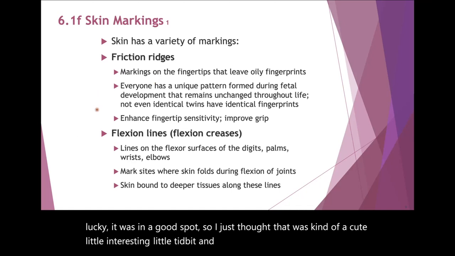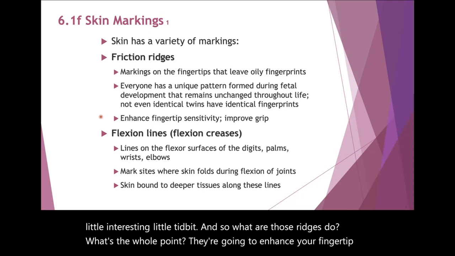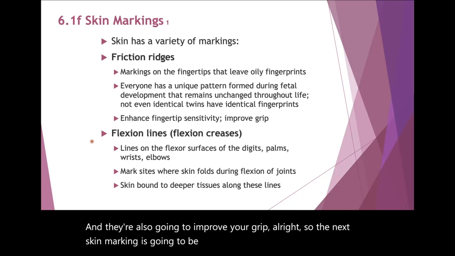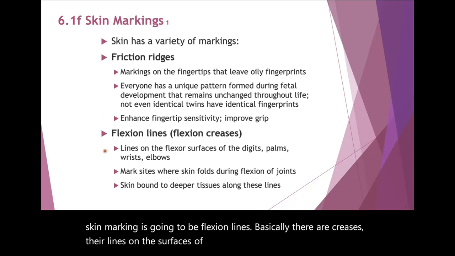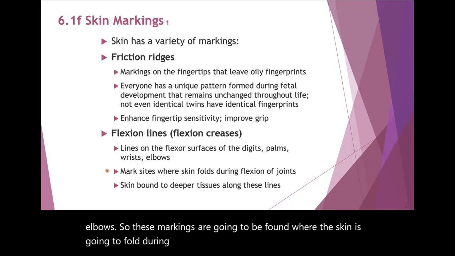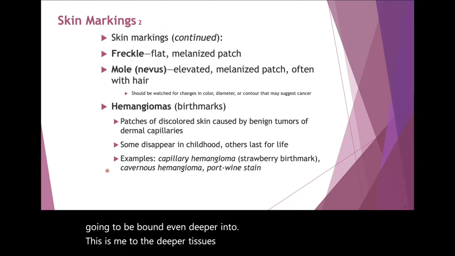And so what do those ridges do? What's the whole point? They're going to enhance your fingertip sensitivity. Okay. They're also going to improve your grip. All right, so the next skin marking is going to be flexion lines. Basically, they're creases. They're lines on the surfaces of the digits, the palms, wrists, and elbows. So these markings are going to be found where the skin is going to fold during flexion of those joints. And so that skin is going to be bound even deeper to the deeper tissues along those lines.